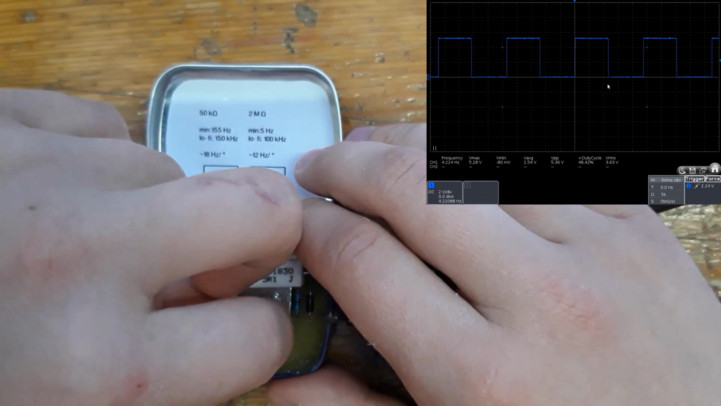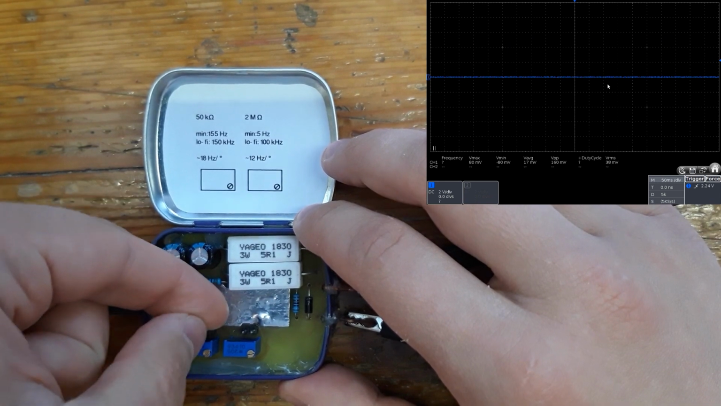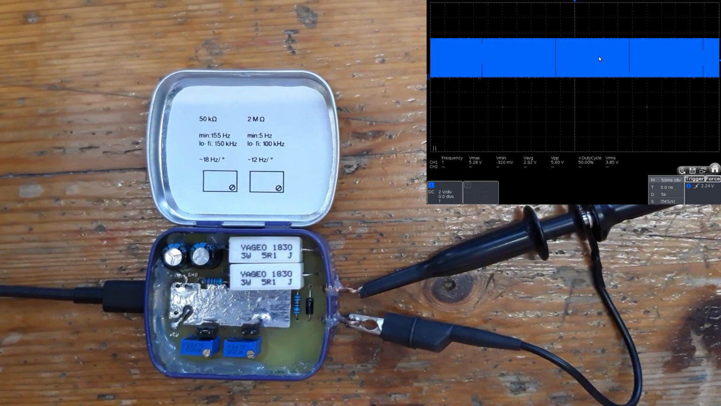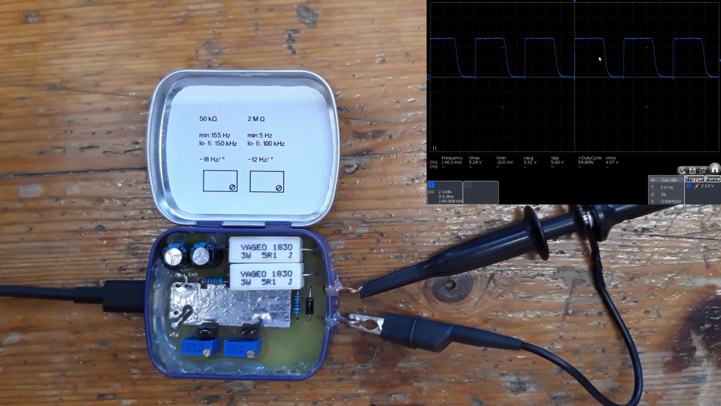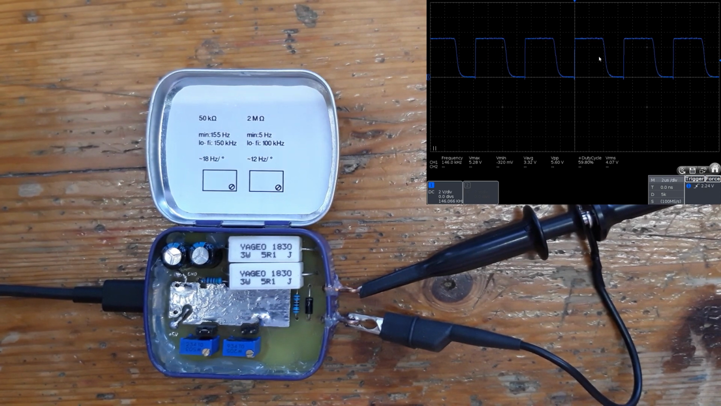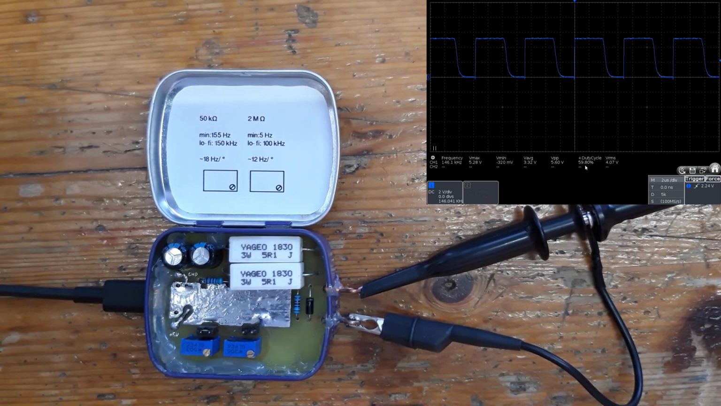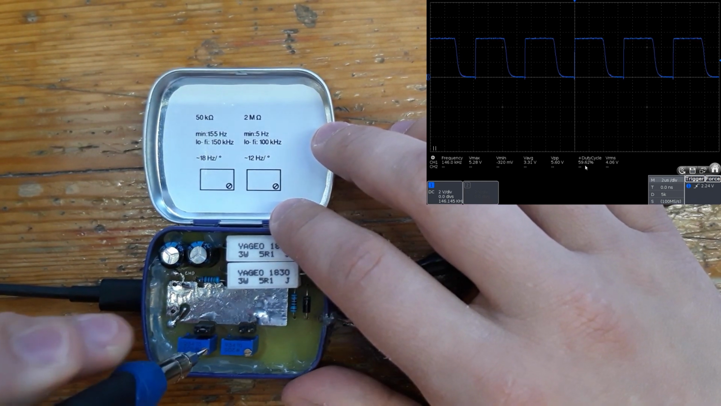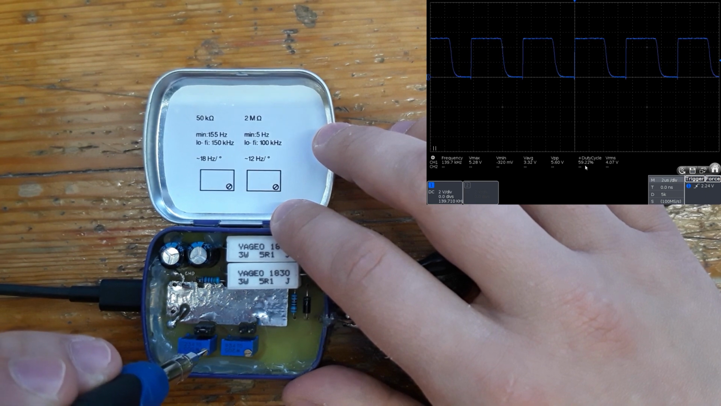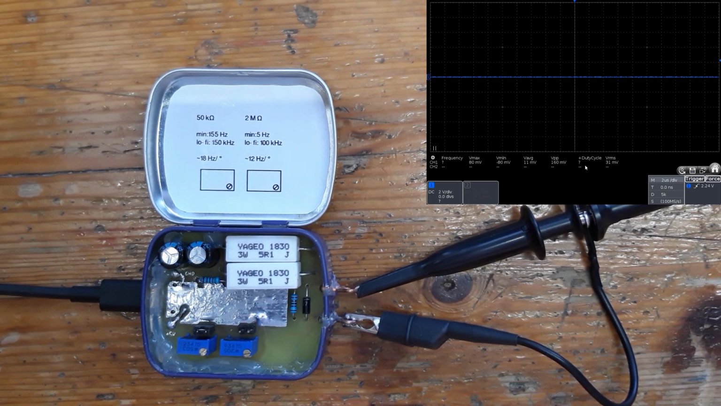And the left input is set for the highest frequency. Let's zoom in. And as you can see, it is plus or minus 150 kilohertz, but of course it is at 60% duty cycle. It is quite finicky, and it is really difficult to fine adjust, but it's good enough for purposes of mine.